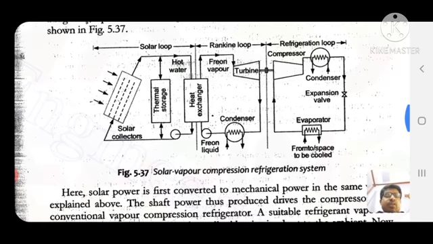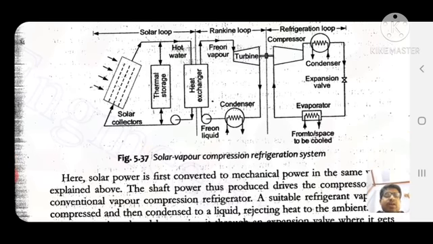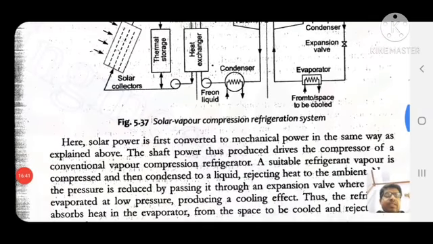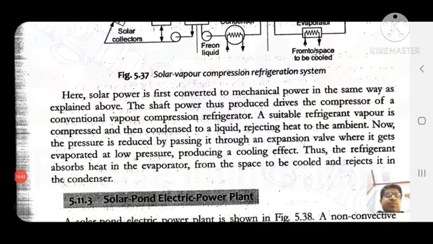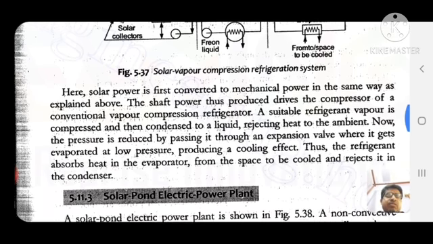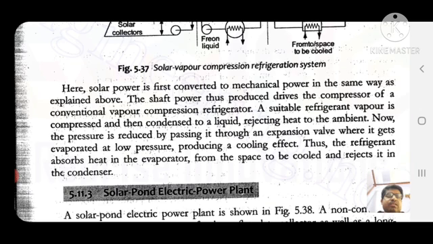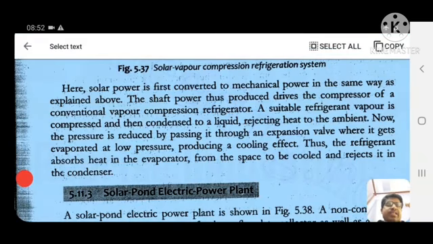Okay, here solar power is first converted to mechanical power, as explained above. The shaft power thus produced drives the compressor of a conventional vapor compression refrigerator. A suitable refrigerant vapor is compressed and then condensed to a liquid, rejecting heat to the ambient. Now the pressure is reduced by passing through an expansion valve where it gets evaporated, absorbing heat from the space to be cooled and rejecting it in the condenser.